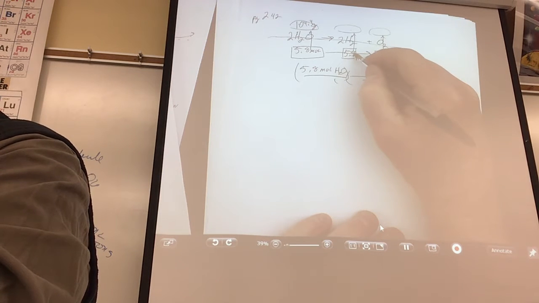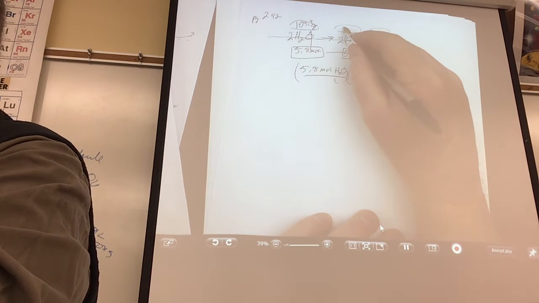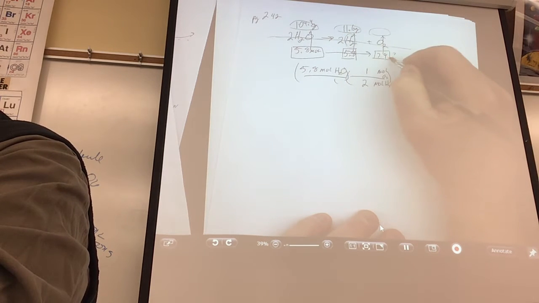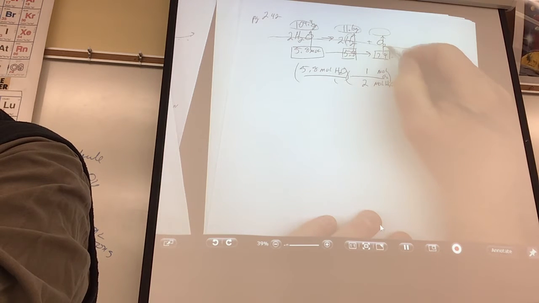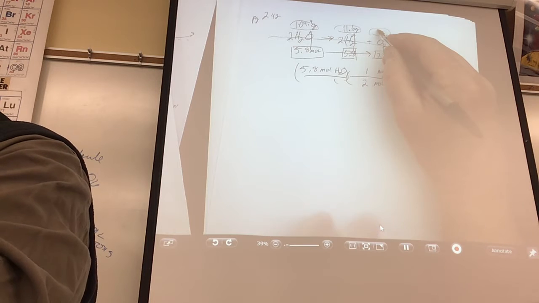Ready? Multiply by the molar mass of H2. Is that right? What's that going to give me? 11.6? Okay. And then what about this guy? 2.9 times the molar mass of O2. That's 32. What's 2.9 times 32? Help me out. What do you have?